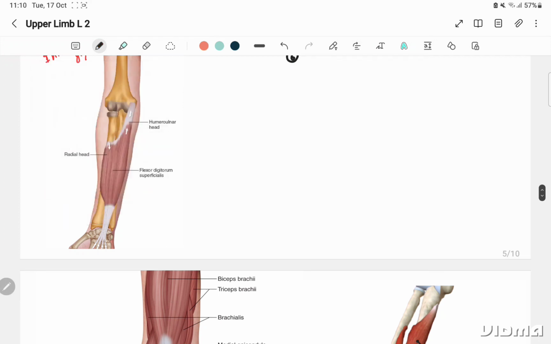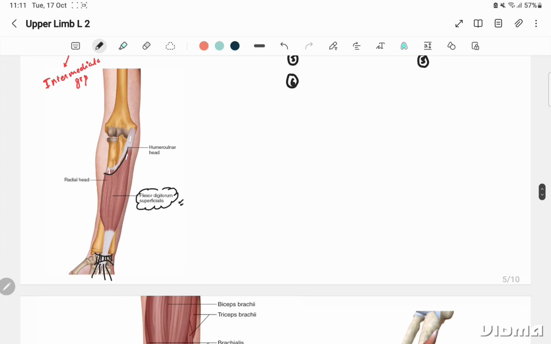Look at this, the flexor digitorum superficialis. We have two heads. We have the humero-ulnar head, this is the humero-ulnar head, and the radial head, this is the radial head. The FDS, the flexor digitorum superficialis, then the tendons pass deep to the flexor retinaculum and divide into four distinct tendons. So this is generally a pouch-like muscle.